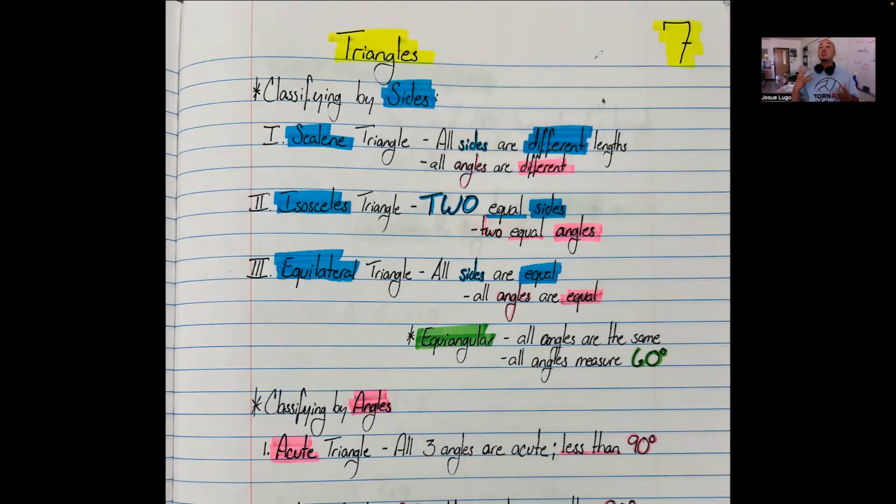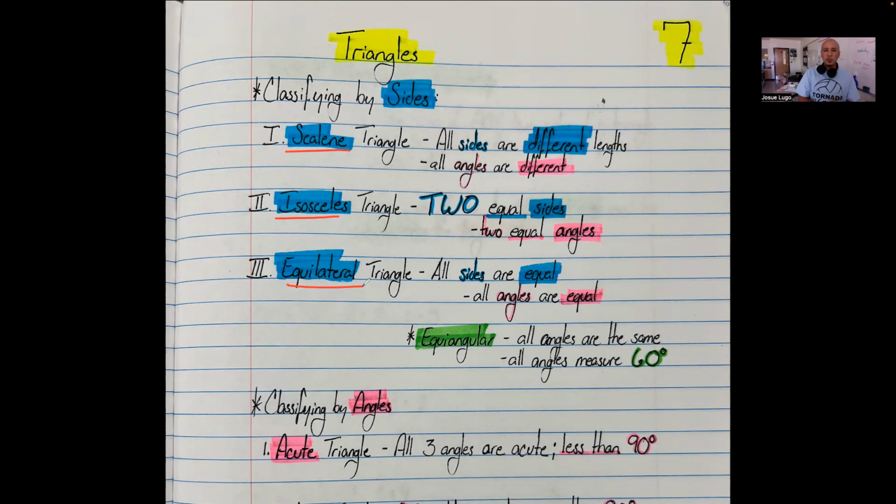So there are 2 ways of classifying triangles, ladies and gentlemen. And again, this should be a review. Hopefully this is a review. We're classifying by the sides, ladies and gentlemen. You are going to have either a scalene triangle, an isosceles triangle, or an equilateral triangle.